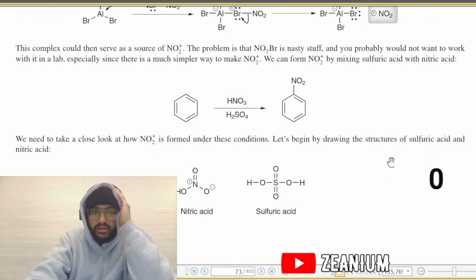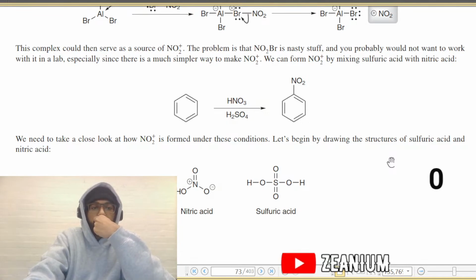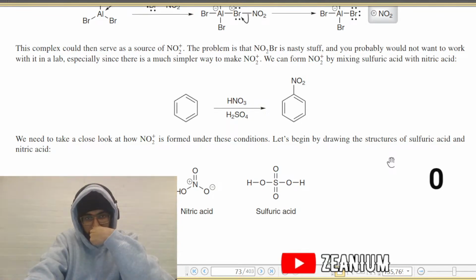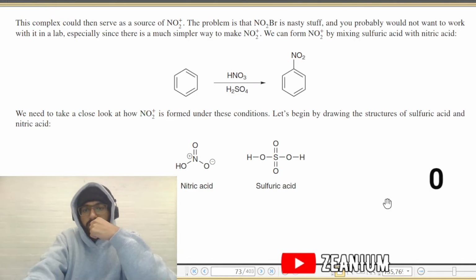The problem is that NO2Br is nasty stuff, and you probably would not want to work with it in a lab, especially since there is a much simpler way to make NO2+. Oh, okay. We can form NO2+ by mixing sulfuric acid with nitric acid. Okay, so nitric acid and sulfuric acid react with benzene, which gives us this product. Fine. We need to take a close look at how NO2+ is formed under these conditions.